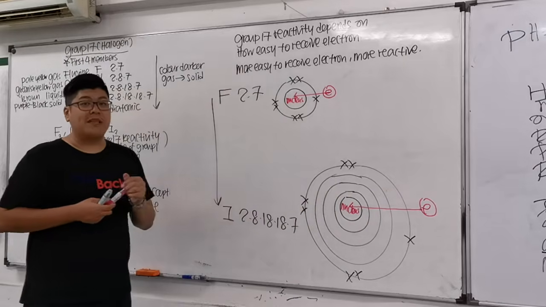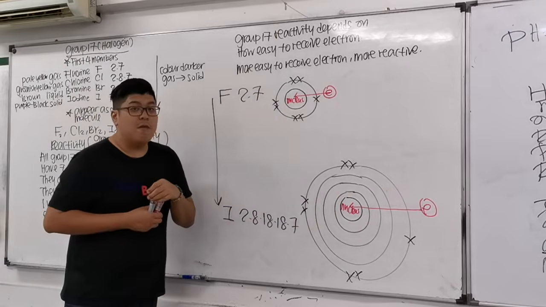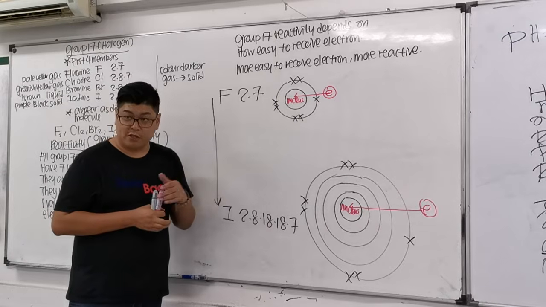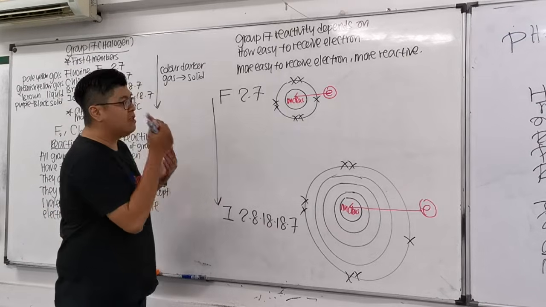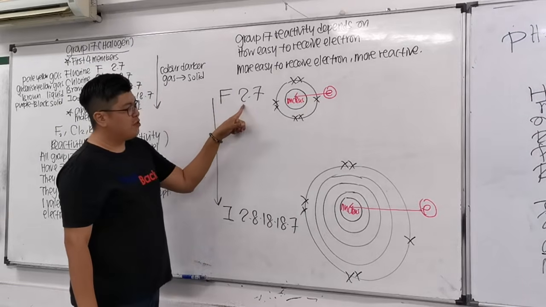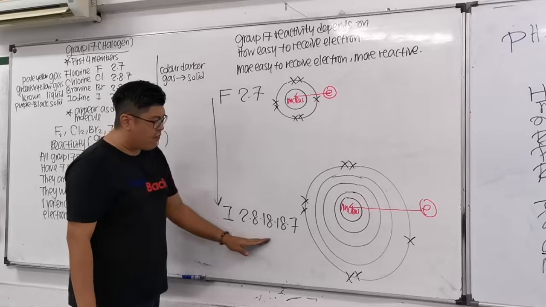Remember, don't use metallic bond, don't use van der Waals. Metallic and van der Waals are all for melting or boiling point. So far so good? So the idea is very simple, a simple common sense. If you compare, F only has 2 shells. But if you look at iodine, you have 5 shells.